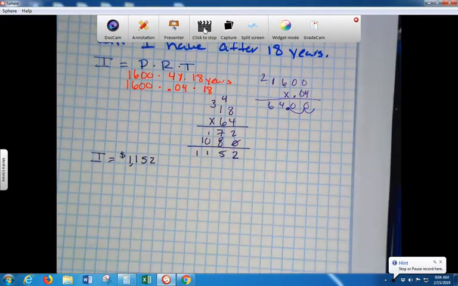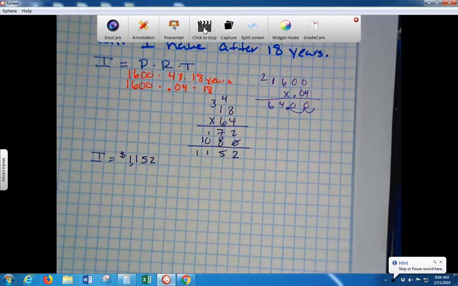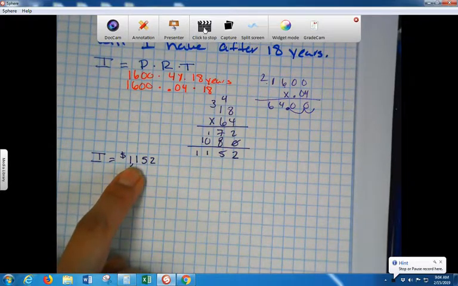So interest is 1,152. Yes? Does that answer my question? No. What is my question? How much money will I have after 18 years? Is this how much I'm going to have after 18 years? No. This is just the interest.